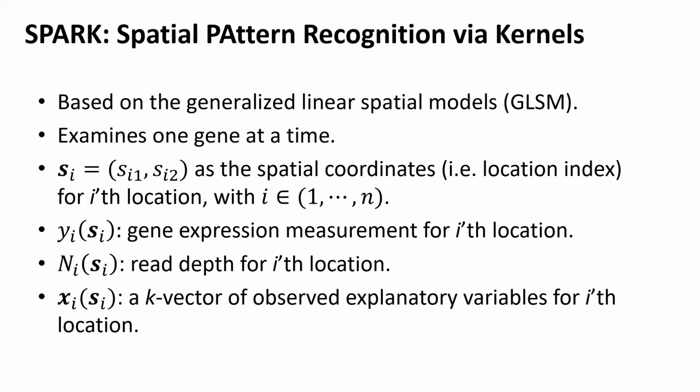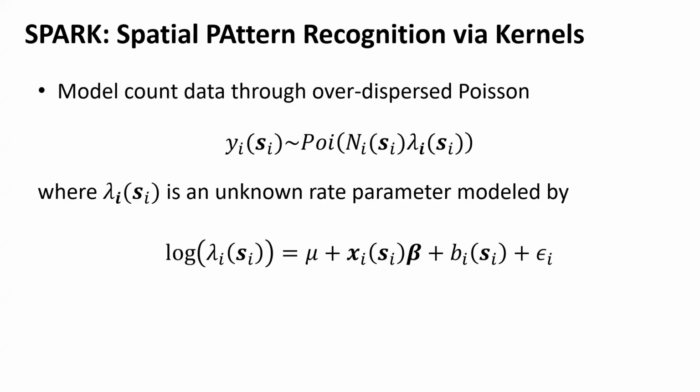Those are basically X and Y coordinates for each location. Then on each location, you measure a gene expression measurement. That's a count measurement, Y sub i here. And certainly, you also have a read depth, which is a normalizing constant, N sub i, and X sub i, which are the covariates. For the moment, you can ignore N sub i and X sub i. It's just a normalizing constant or something to control for.